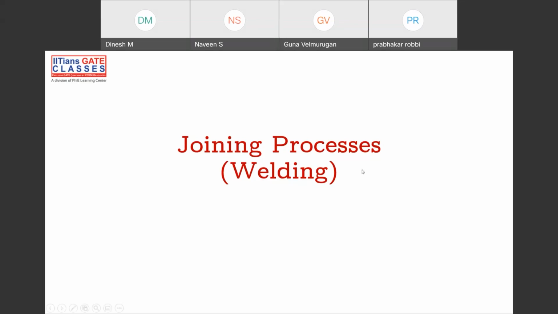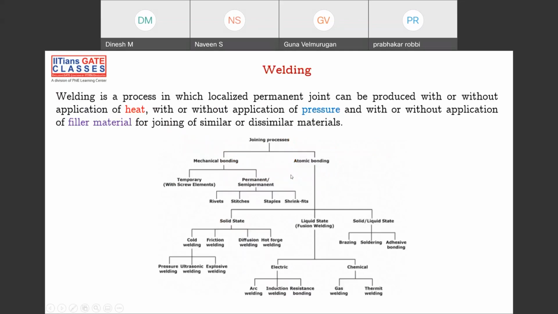Fine. So now let's discuss another topic in the manufacturing section, that is the joining process. It's also known as welding. The welding definition is very nicely written in these three lines. I took it from some book, I forgot which book. It's a very nice definition. The bigger understanding is put into very small sentences. That is what I mean.